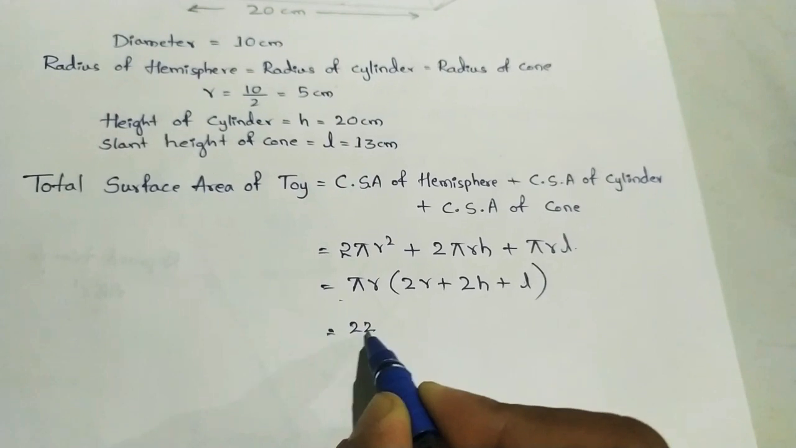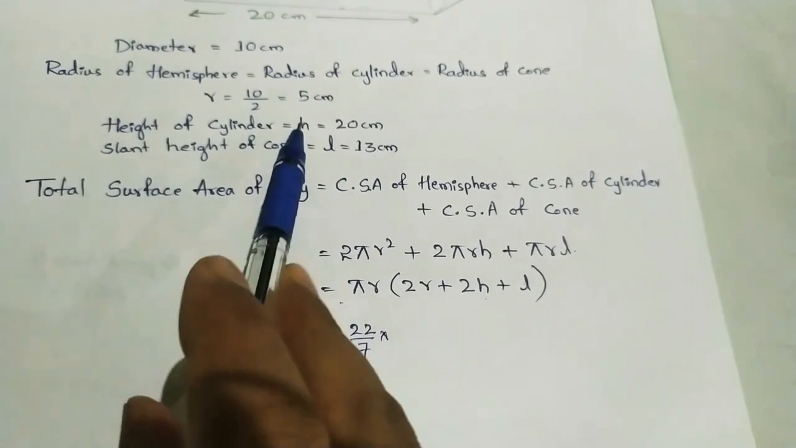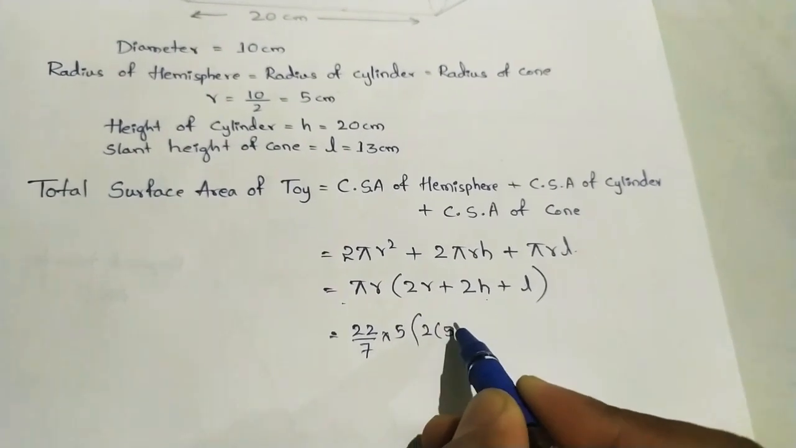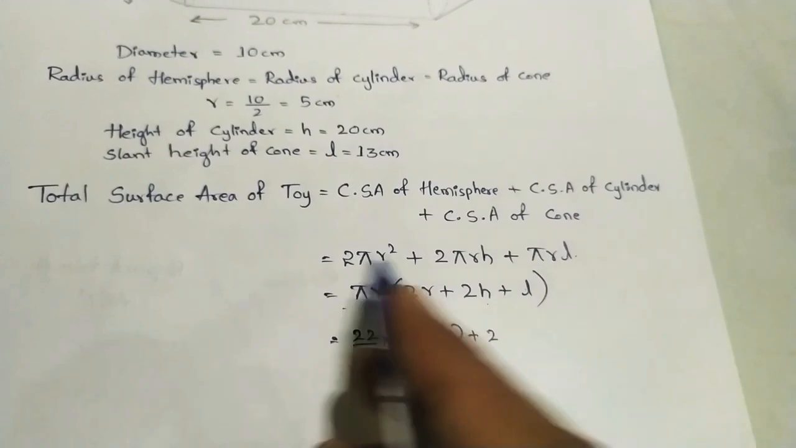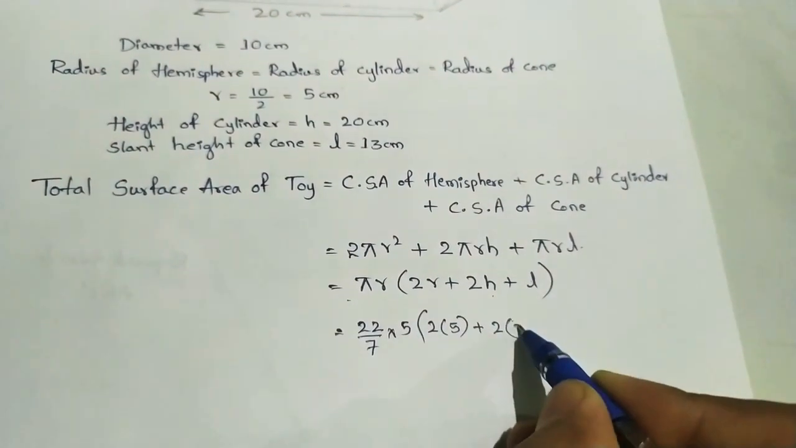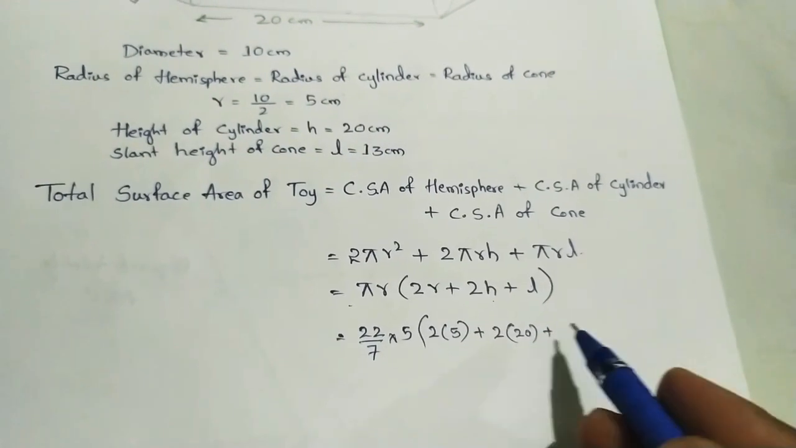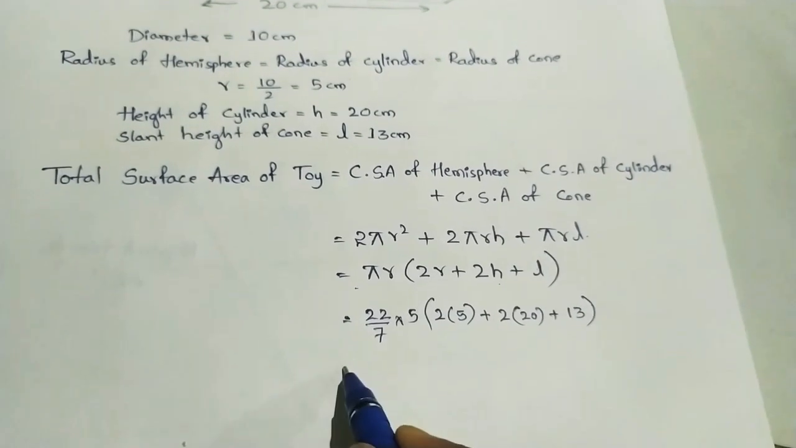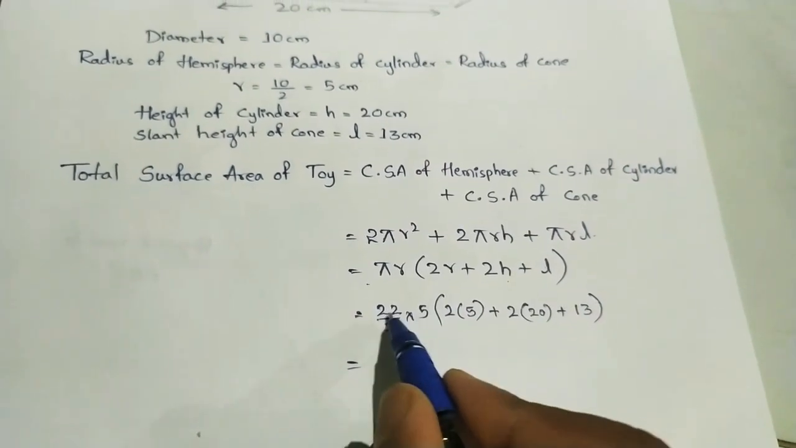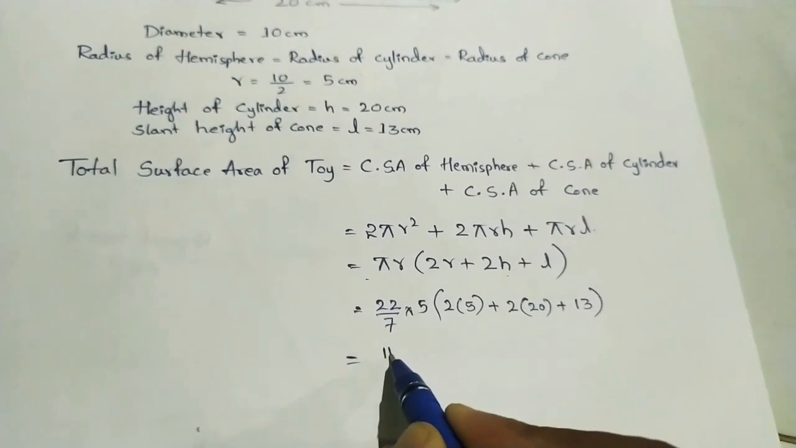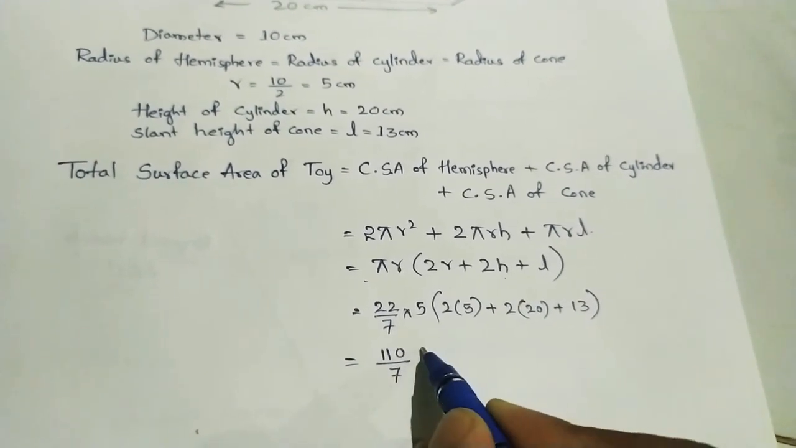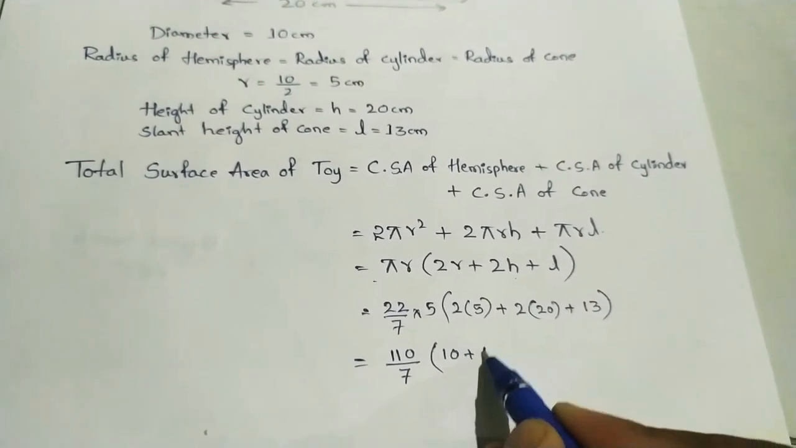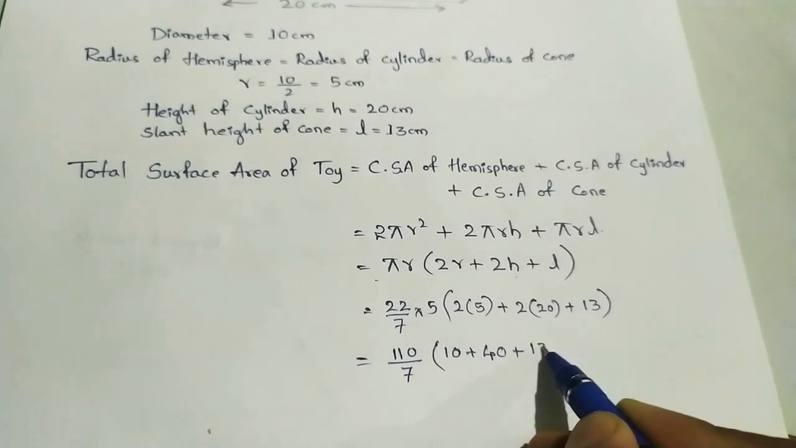So pi means 22 by 7. R is how much here? 5. 2r means 2 into 5, plus h is how much? 20. 2 into 20, plus l is how much? 13. So 22 by 7 into 5. First you multiply 22 into 5, it will be 110 divided by 7. Now 2 fives are 10 plus 2 into 20, it will be 40, plus 13.